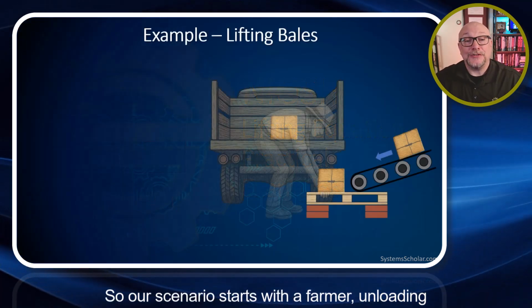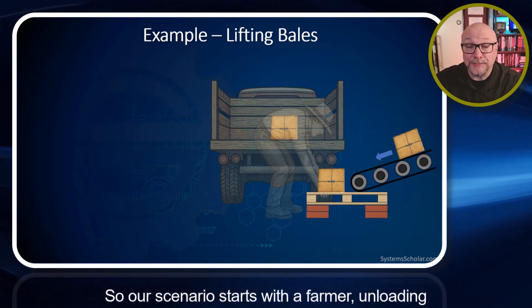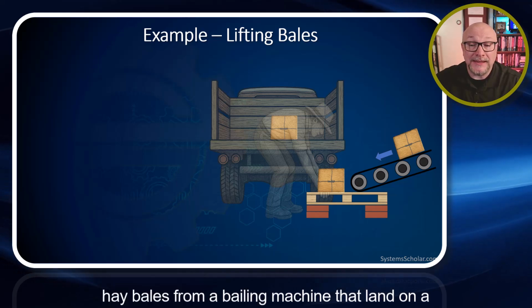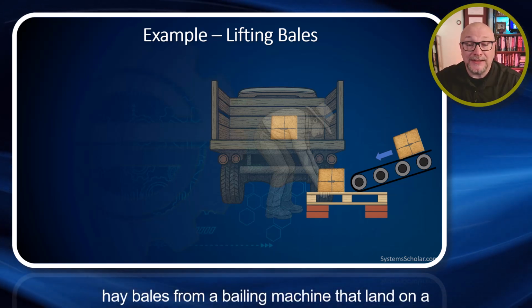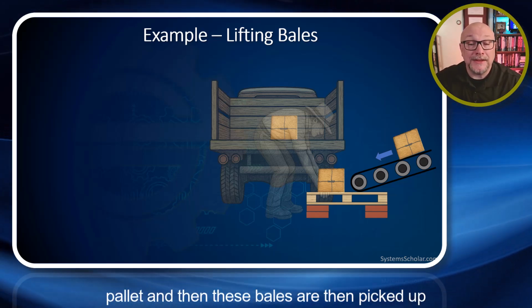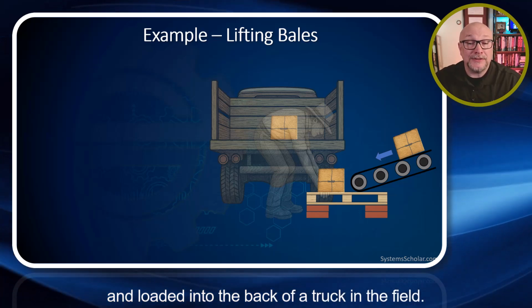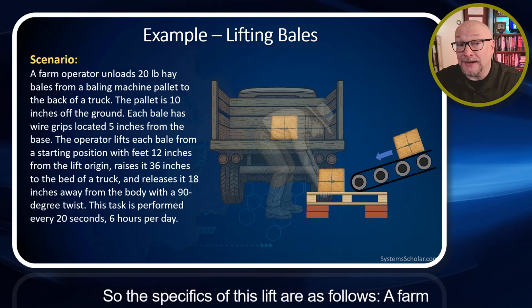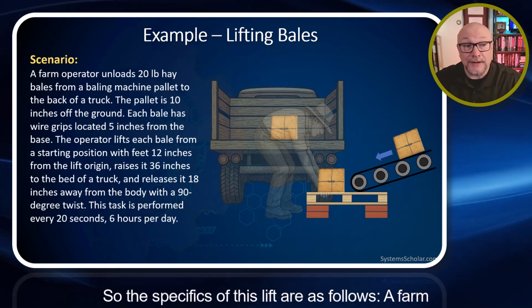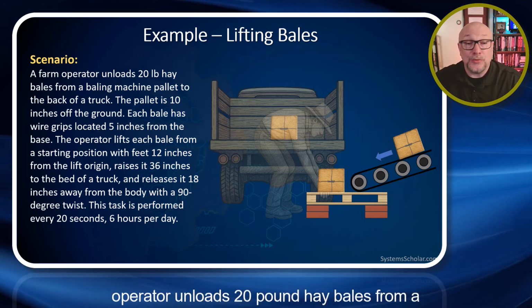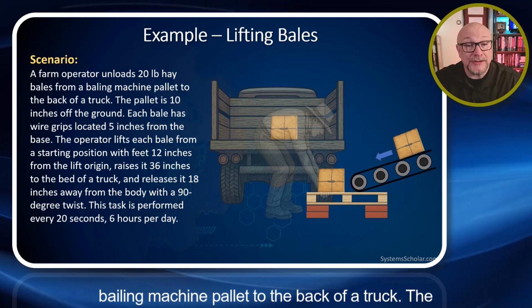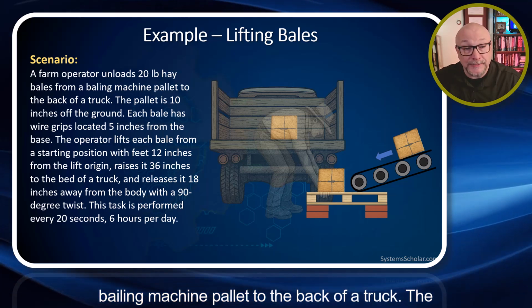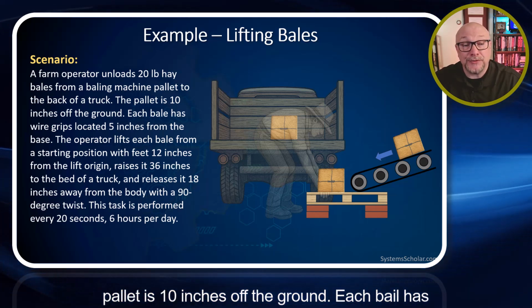So our scenario starts with a farmer unloading hay bales from a baling machine that land on the pallet, and then these bales are picked up and loaded into the back of a truck in the field. So the specifics of this lift are as follows. A farm operator unloads 20-pound hay bales from a baling machine pallet to the back of a truck. The pallet is 10 inches off the ground.